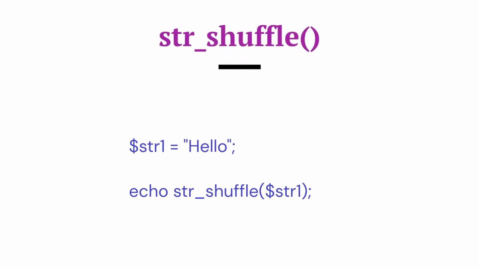The str_shuffle function randomly shuffles all characters of a string. Let's see it in action. The 5 characters of the word hello shuffle each time we refresh the browser. Each shuffle updates the position of the appearance of each letter.